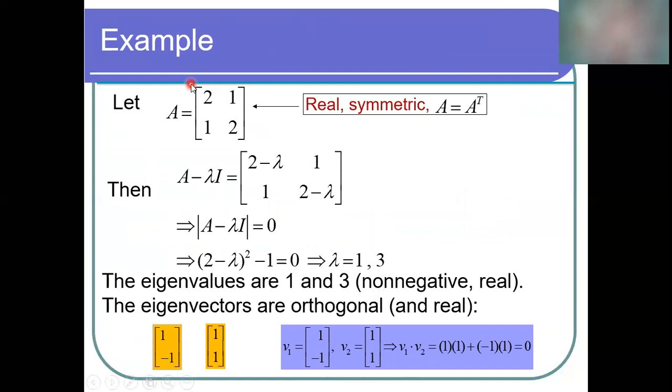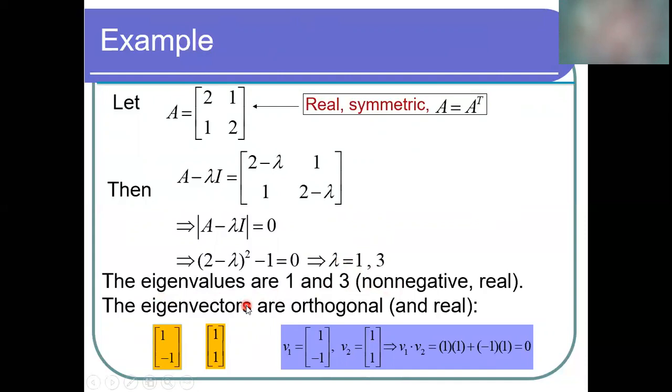This is one of the symmetrical matrices. A matrix A is symmetrical if A is equal to its transpose. So I have to calculate its eigenvalues. I compute A minus lambda I, where I is the 2 by 2 identity matrix and lambda is unknown. Then I take its determinant and put it equal to 0. I will get a quadratic equation in terms of lambda, and a quadratic equation has two roots, so they are 1 and 3. The eigenvalues are 1 and 3.